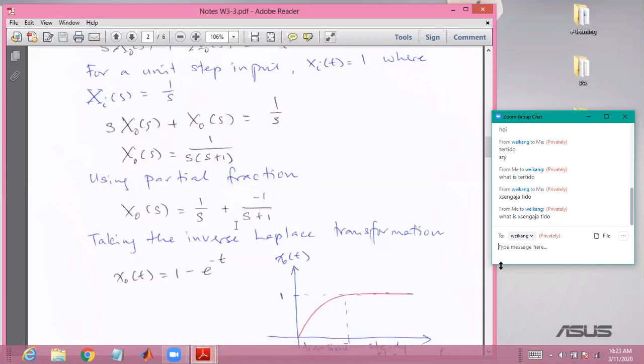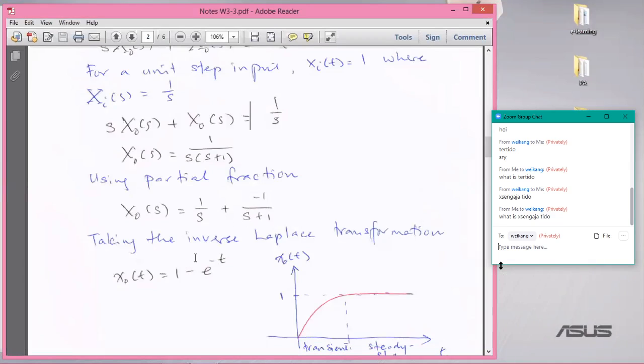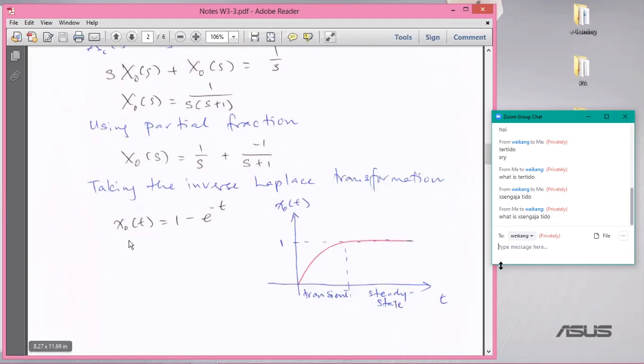All right, so now here we have this solution. This is the solution of the problem in the time domain, the output variable. This is what we want to analyze: how the output variable behaves when the input variable is a unit step. It is 1 minus e raised to the power of negative t. You can plot that. This is just an exponential function. This is the transient part, it's going to take some time before it reaches the final value. This is called the transient part, and this is the steady state part.